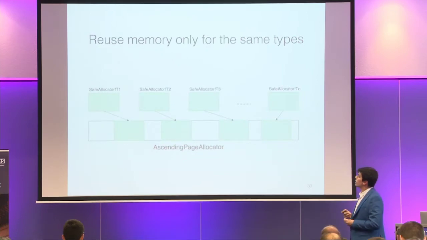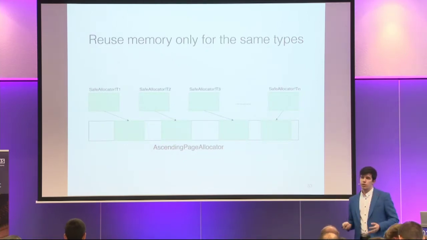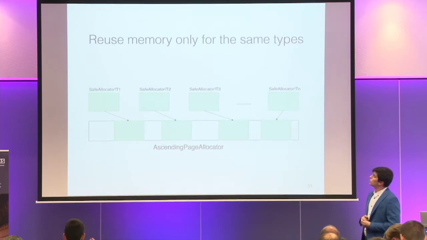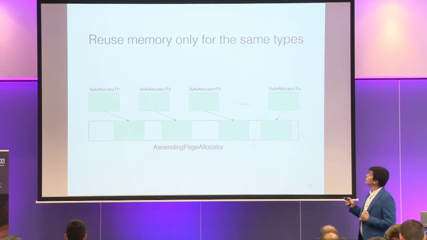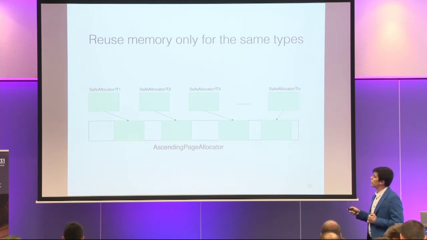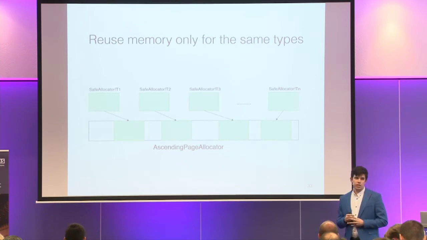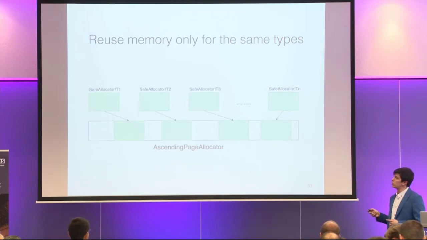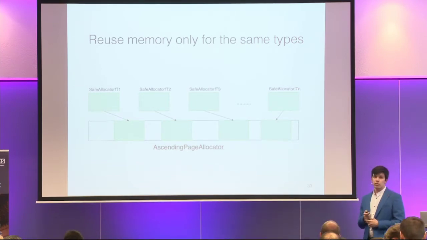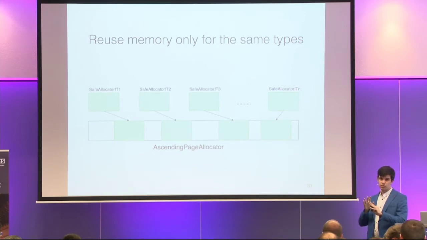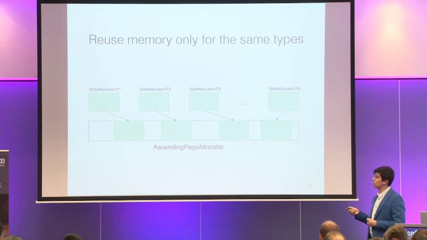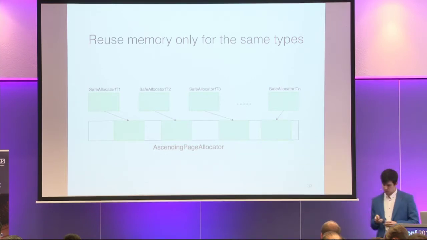All right, so the idea here is that instead of not reusing memory at all, we're going to reuse memory only for objects which have the same type. And for this, we're going to have for each type a separate arena. And all of these arenas will draw memory from a central allocator, which would be an ascending page allocator. So it's all right to reuse memory inside each arena, but we don't want to have two overlapping arenas. That's why each arena will draw memory from an ascending page allocator. All right.